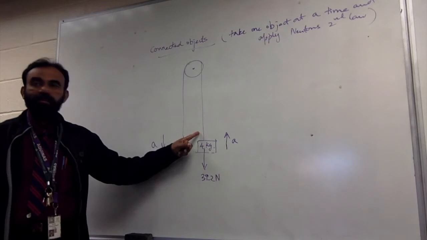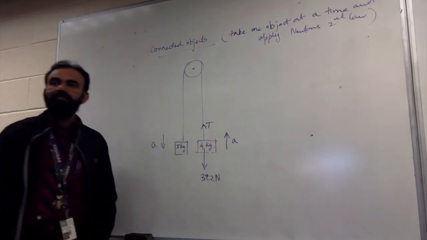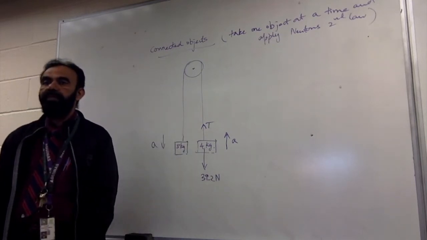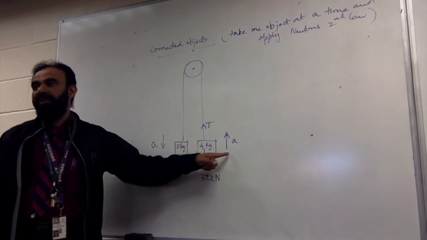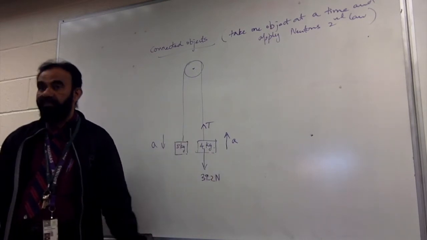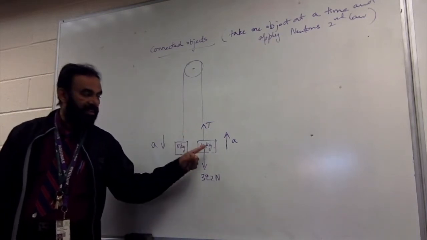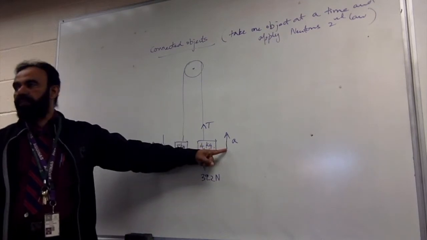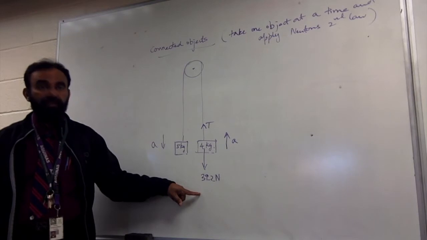What else is acting on this? The tension. What do you know about the tension? Is it equal to 39.2? Yes, no? If tension is equal to 39.2, how can it accelerate? When will this force be equal to this? When it is at rest or moving at a constant velocity. Now, is it moving at a constant velocity? So T is greater than 39.2, surely.